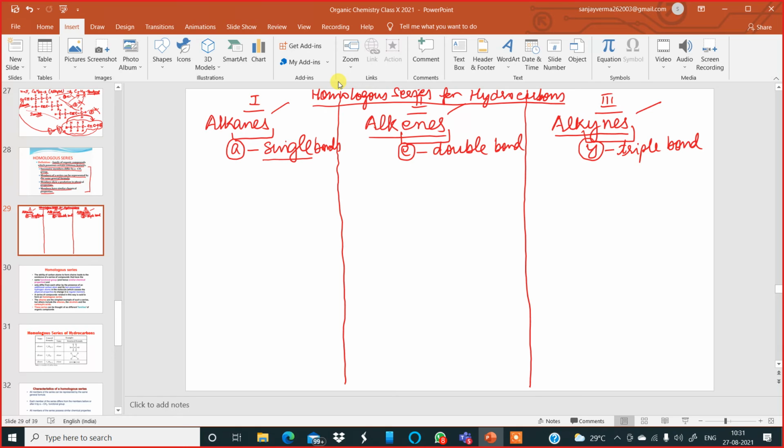Now, what is the general formula of alkanes? CnH2n plus 2. Alkene general formula is CnH2n minus 2. Alkyne general formula is CnH2n. Now, if I put n equal to 1 here, I will get CH4. Here I will get CH2, which is not possible. You made a mistake, sir. Where? Oh, alkynes.